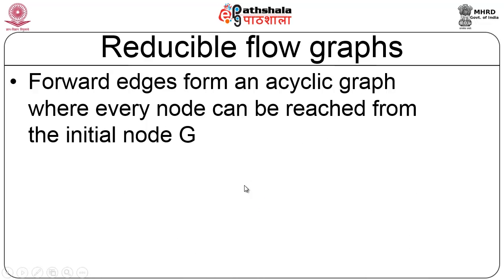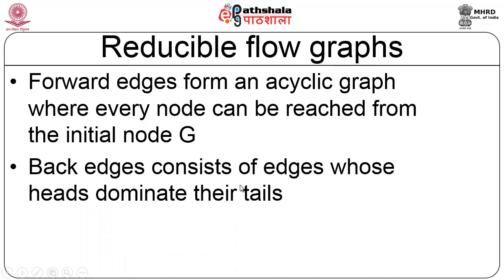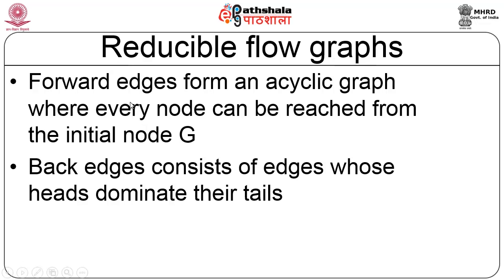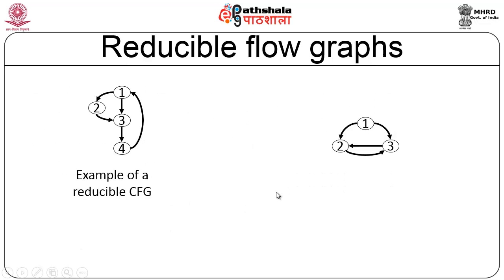In addition to that, we have what is called a reducible flow graph, also called a structured flow graph. In it, the forward edges form an acyclic graph where every node can be reached from the initial node G, and the back edges consist of edges whose head dominates their tails. So this is an example of a reducible graph. The forward edges form an acyclic graph, and the backward edges consist of edges whose head dominates their tails. These are the two characteristics of a reducible flow graph. If a graph doesn't have these characteristics, I can call it an irreducible graph. For example, here consider this loop 1, 3, 4.